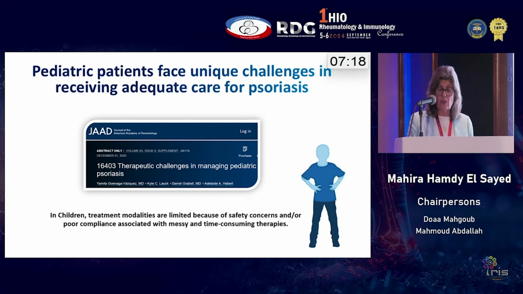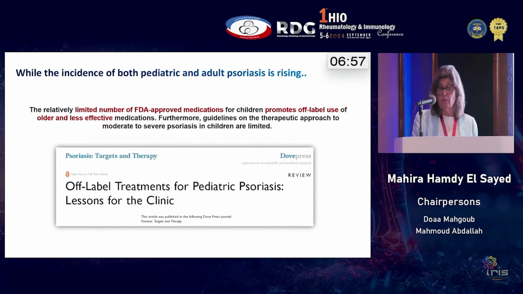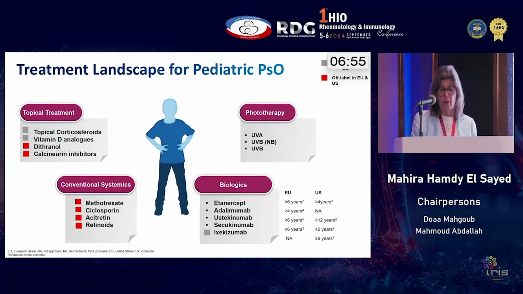A lot of papers were published talking about the challenges in treating psoriasis in children. First of all, there is a higher penetration of pharmacological agents, so you might get more side effects. There is variation in the efficacy and safety of the agents, differences in metabolism and penetration and distribution, and a lot of things. A lot of the treatments are off-label, by the way.